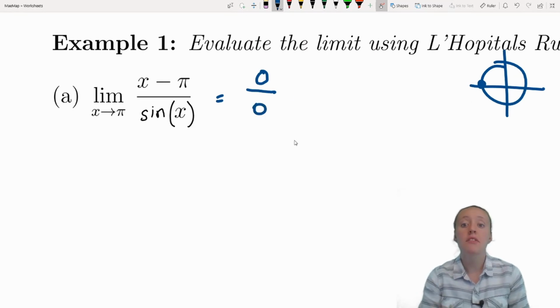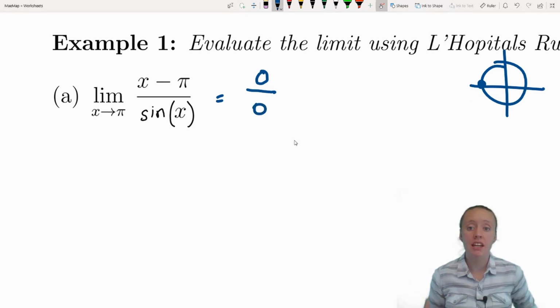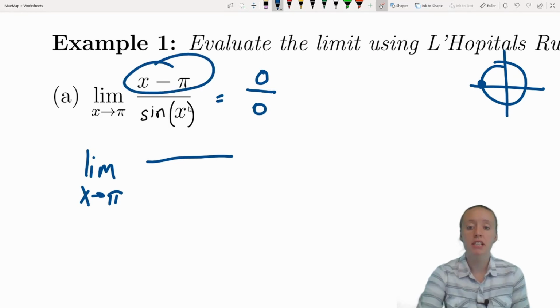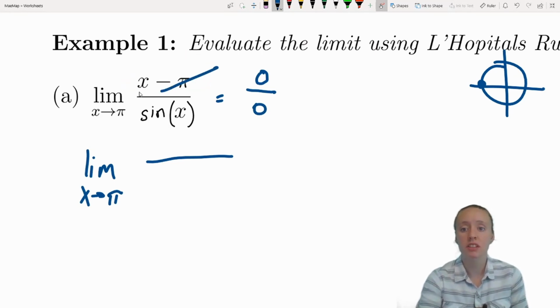So we get 0 over 0, something we can't evaluate. However, with L'Hopital's rule, we can. So I'm going to have the limit as x approaches pi of, what's the derivative of my numerator? The derivative of x minus pi. Pi is a constant and goes to 0. The derivative of x is just 1.